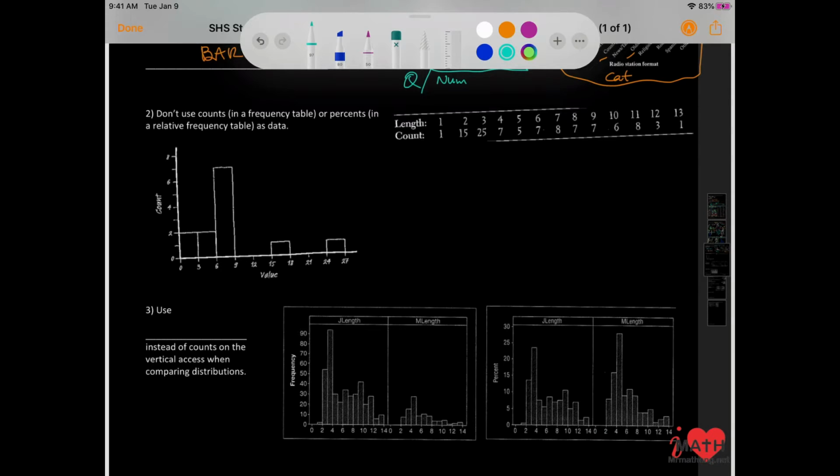Number 2, what do I got here? Don't use counts in a frequency table or percents in a relative frequency table as data. Okay, so let's use this example.